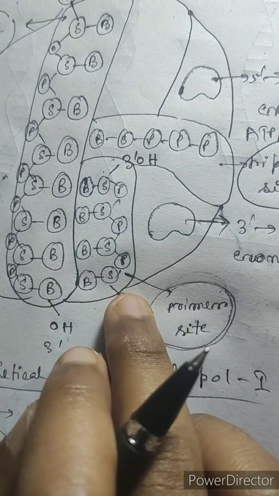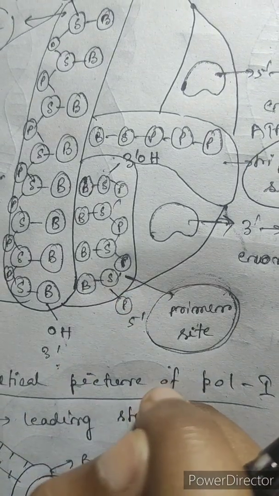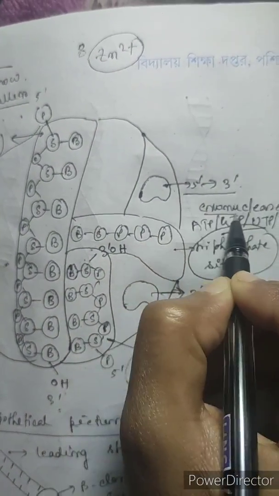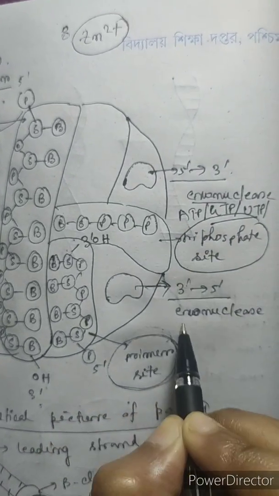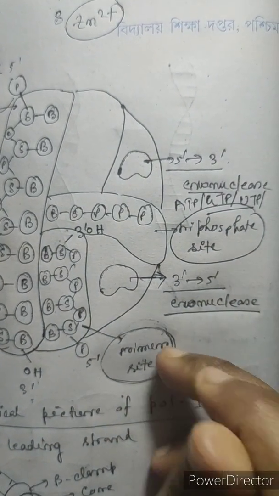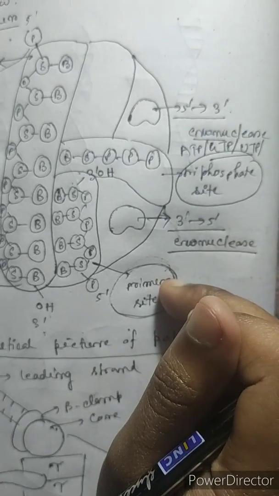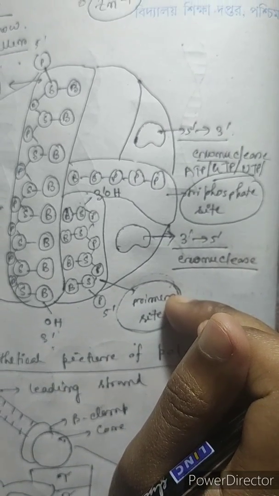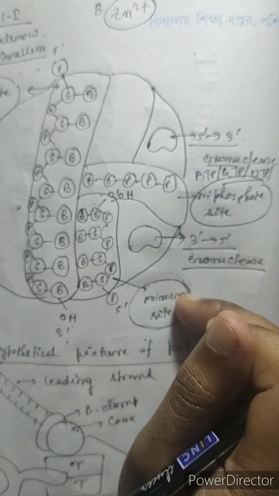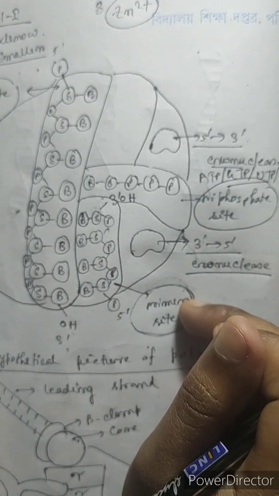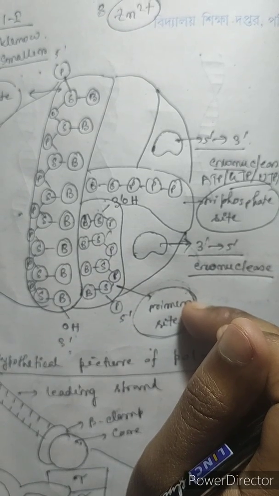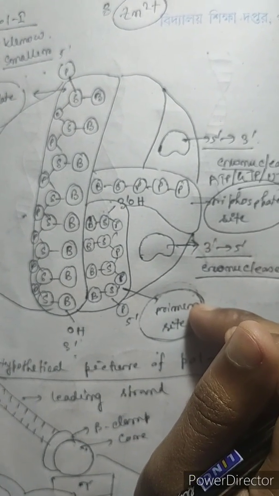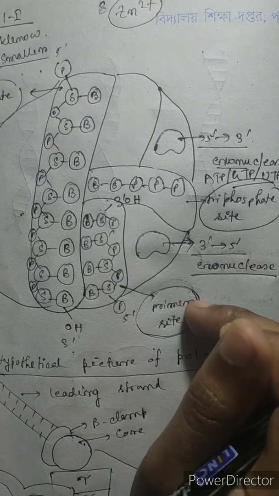Another two essential sites of this polymerase are the 5' to 3' exonuclease site and the 3' to 5' exonuclease site. I think you already know what exonuclease activity is. All DNA polymerases have some kind of exonuclease activity, which helps in removing faulty or misincorporated bases of DNA during the repairing process.